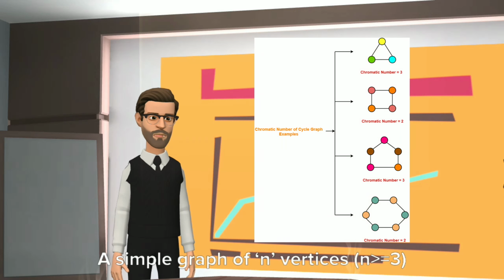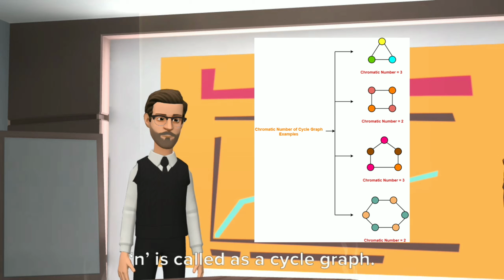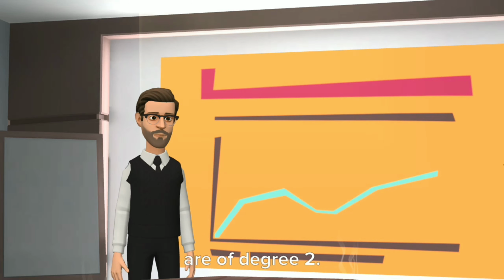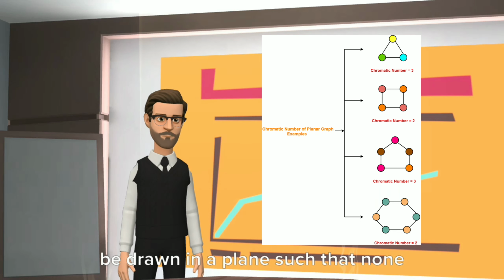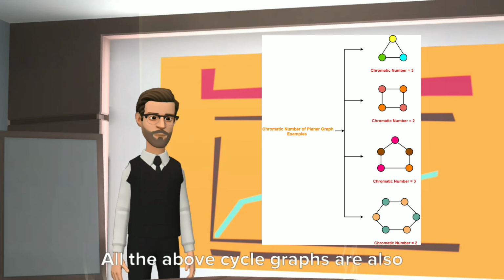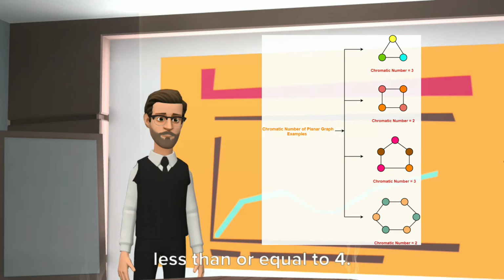A simple graph of n vertices, n greater than or equal to 3, and n edges forming a cycle of length n is called as a cycle graph. In a cycle graph, all the vertices are of degree 2. A planar graph is a graph that can be drawn in a plane such that none of its edges cross each other. All the above cycle graphs are also planar graphs. Chromatic number of each graph is less than or equal to 4.